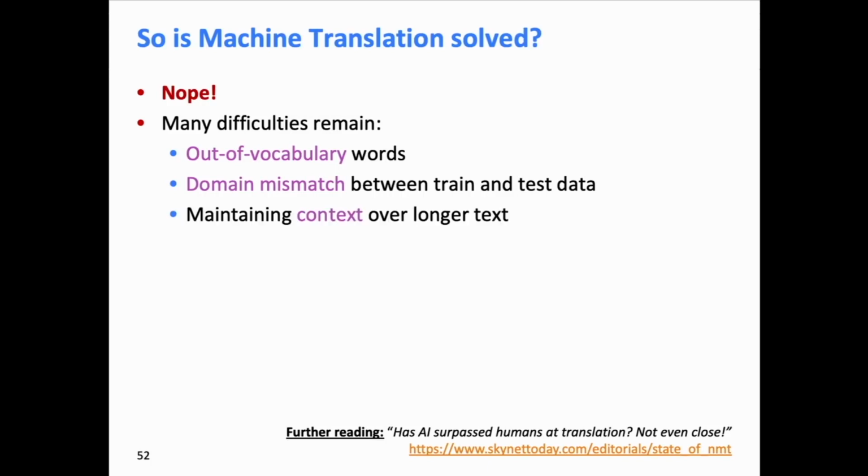Another one is maintaining context over longer text. So everything we've talked about so far has assumed that you're just translating a single sentence to a single sentence, and there's no other wider context. But if you want to use a machine translation system to translate a whole news article or maybe even a book, then you're probably going to want to use the context that came in previous sentences in order to translate things correctly in the current sentence.